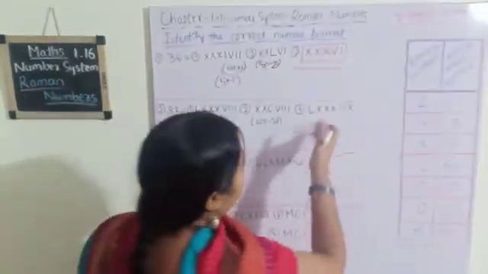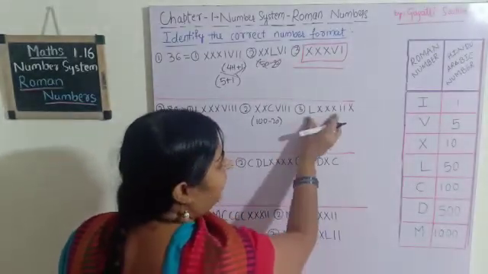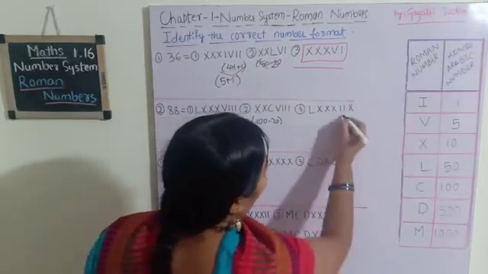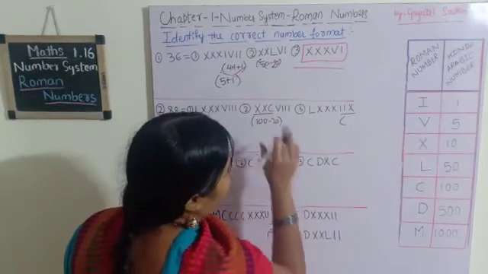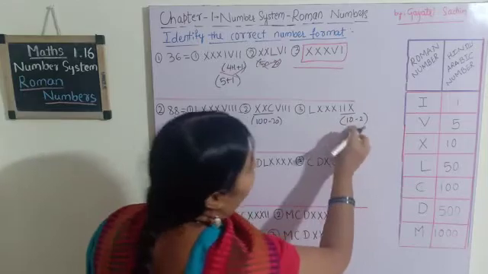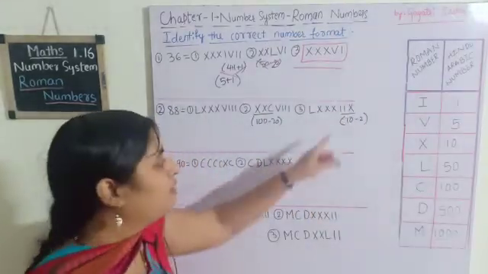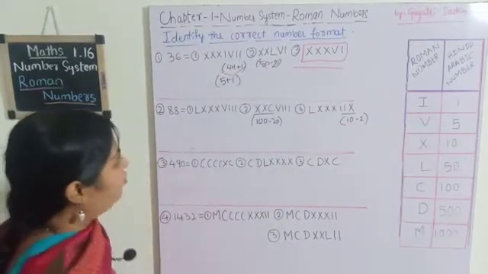And coming to this one, what have they done? LXXX. So this is 80. This is correct. For 8, how have they written? They have written here XXC, 100 minus 20. This is wrong. What have they done here? 10 minus 2. Do we write like this? Again, the smaller number is used twice to the left. Again, this is wrong.